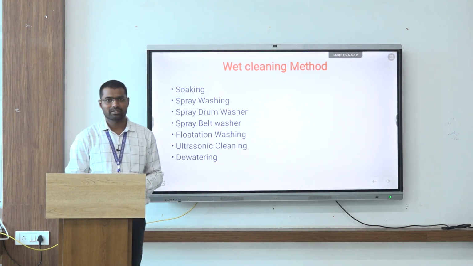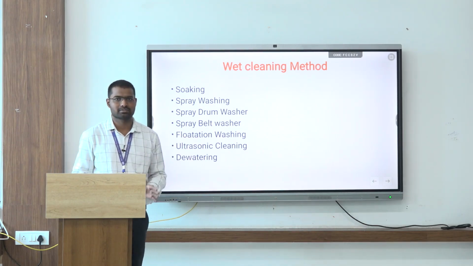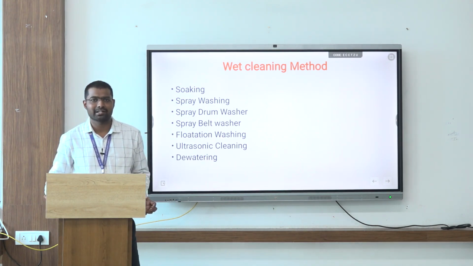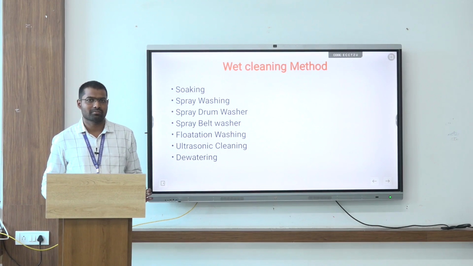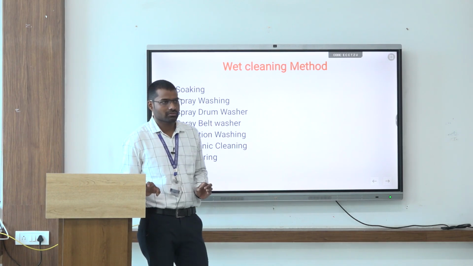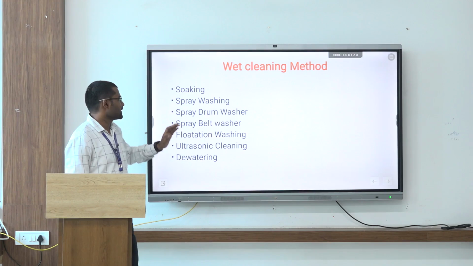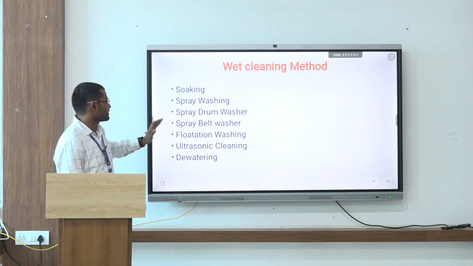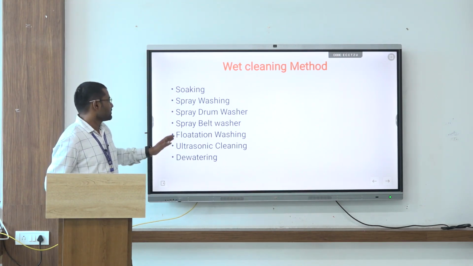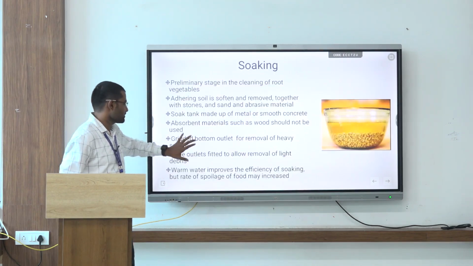In the wet cleaning method, we are going to use water. In which case do you have to use the wet cleaning method? Where the particles or contaminants are tightly adhered to the surface of your raw materials. So in the case of tubers or vegetables which are in soil, which are very tightly adhered, in that case you have to use the wet cleaning method. Examples are soaking, spray washing, spray drum washing, spray belt washer, flotation washing, ultrasonic cleaning and dewatering. We will discuss one by one.